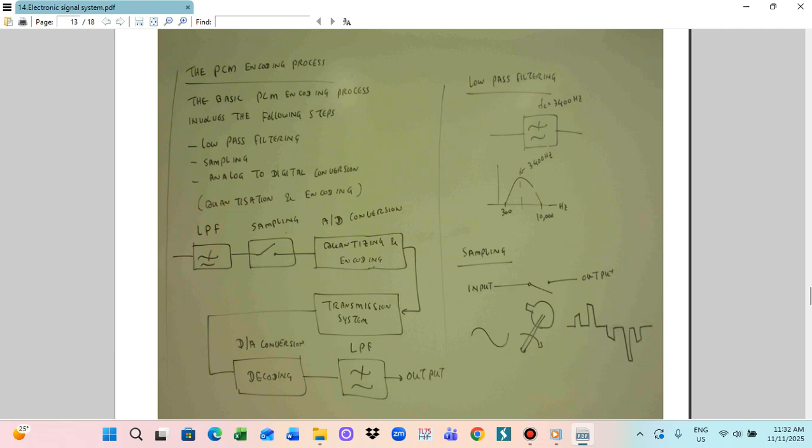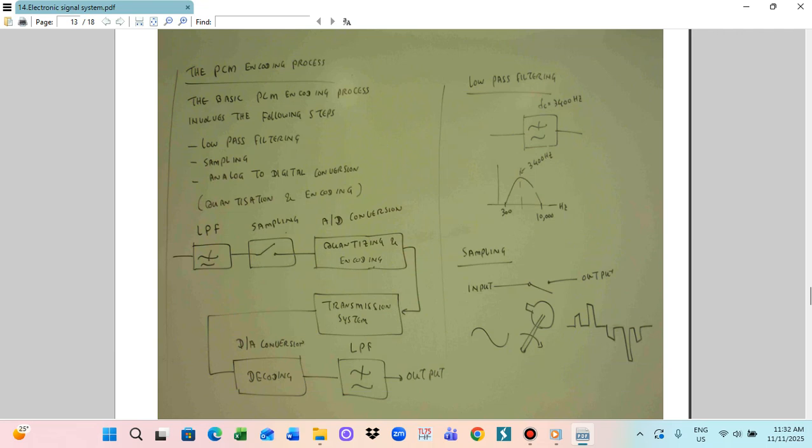Now I give you the diagram for the system. Firstly we use a low pass filter. So this is a low pass filter, LPF. And then we can use a sampling network. Sampling is similar to a switch. So this is the sampling. After sampling, we have to do the analog to digital conversion. I already gave you the analog to digital converter. So this is the AD conversion.